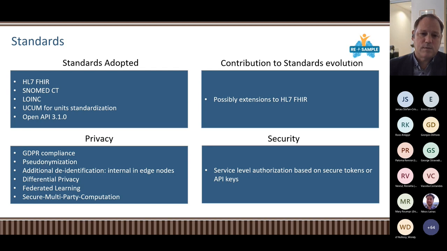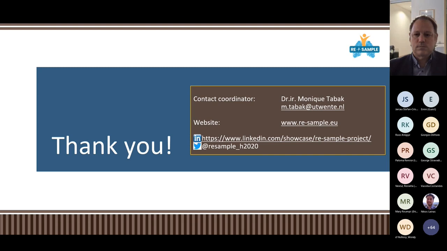Regarding security, we haven't fixed it finally, but what is already decided is that we'll have a service level authorization mechanism, both to connect to the Edge node, but also between Edge node and orchestrators, and that will be based on secure tokens or API keys. So these are the main mechanisms that we're using on this level. Yeah. That's the brief overview of the technical solution, and I thank you for your attention.